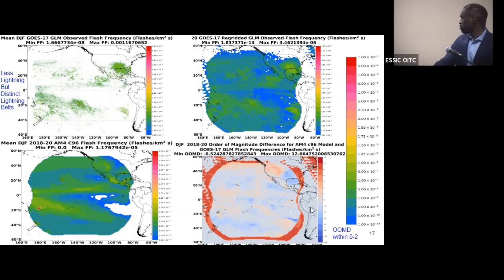In general, what we find is that our order of magnitude differences across the GOES-17 GLM domain are between plus or minus 0 and 2.